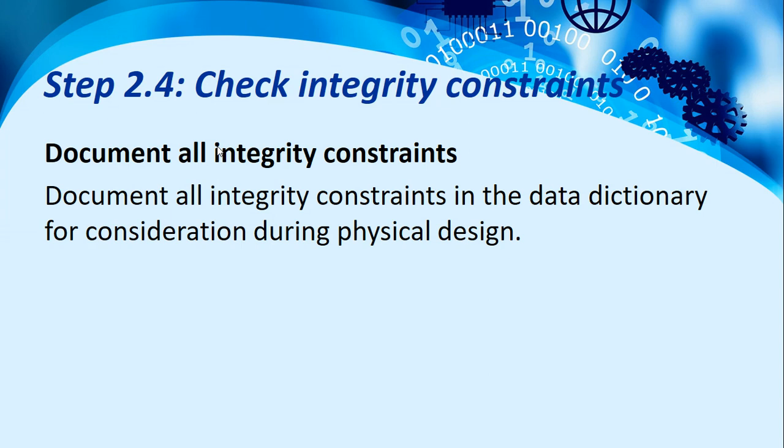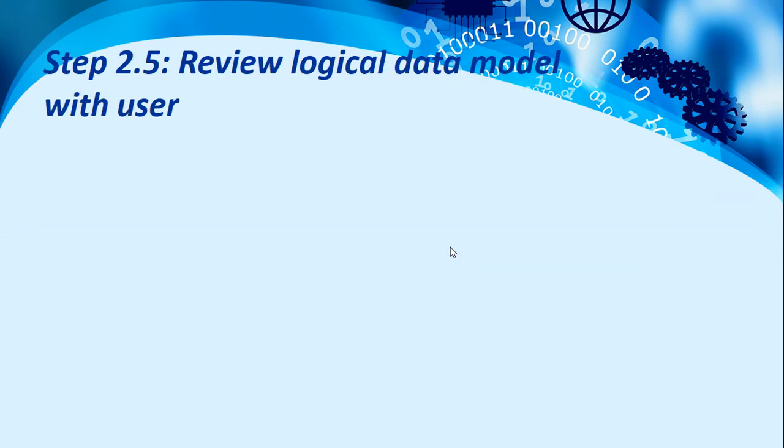So this is referring to the last phase, the third one, physical database design. And then we are at step 2.5, which is to review the logical data model with the user. In step 2.5, we're already done. We already have a finished logical data model. And what we're going to do in this step is just review. We will have our client check whether the solution, or logical data model, we made is correct.